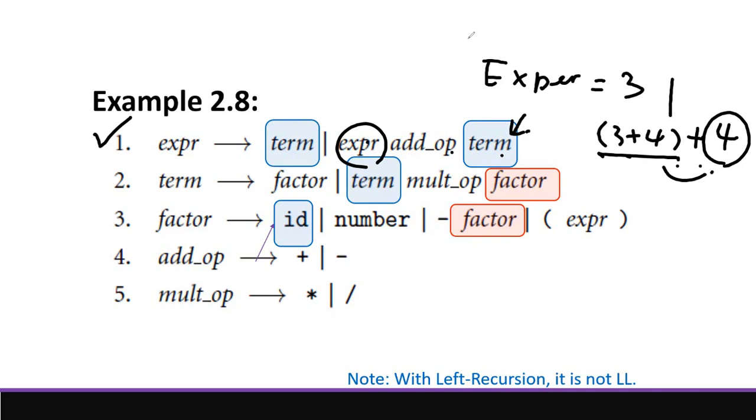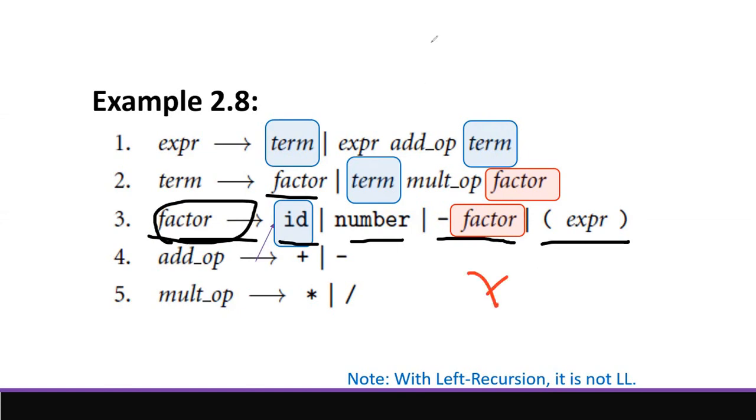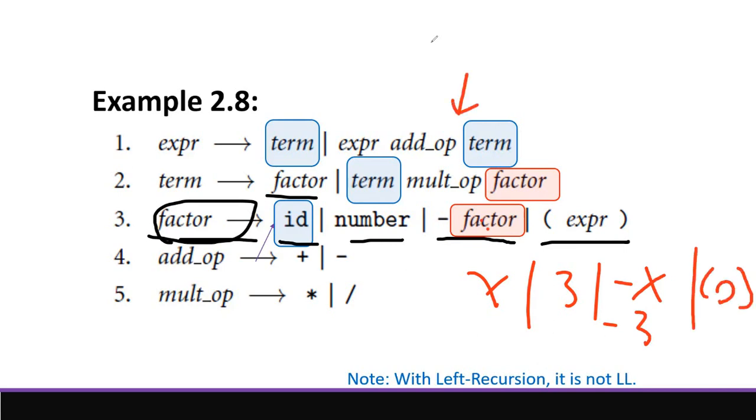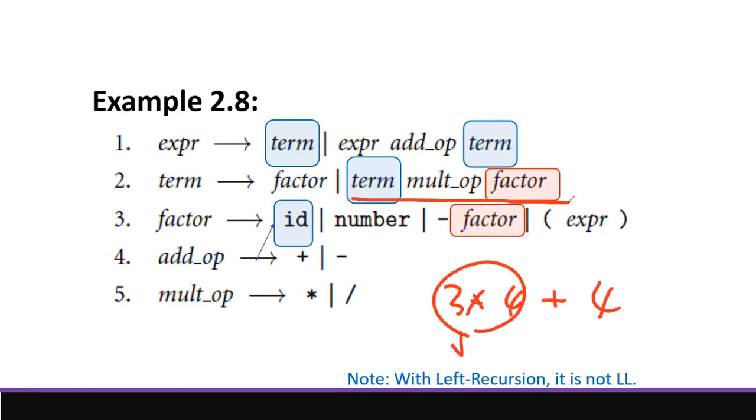So let's look at term. The term is a factor. A factor can be an ID, a number, a minus factor, or a parenthesized expression. So a factor can be x, can be 3, can be minus another factor, so minus x or minus 3, or can be a parenthesis with an expression, and expression goes back to the definition here. And add operator is plus or minus. Multiply operator is times and division. So you have 3 times 4 plus 4. This is the term, and this whole thing is an expression.